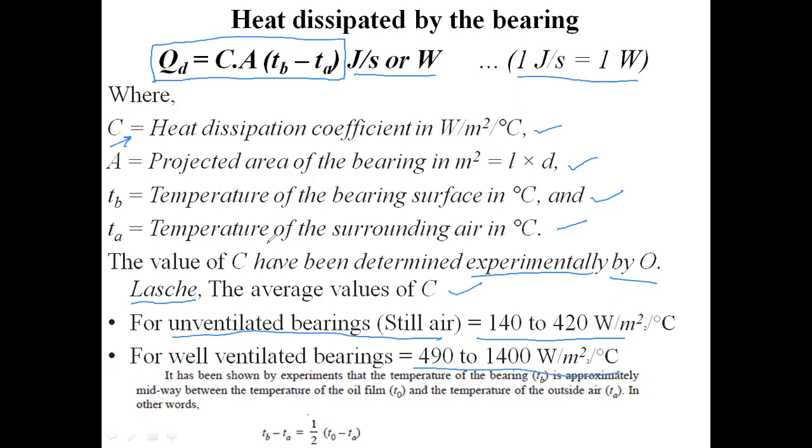So next, suppose the surrounding temperature, that is the outside air temperature, and the oil film temperature are given, from that you will get Tb minus Ta using this relation. Tb minus Ta is equal to 1 by 2 (To minus Ta). This is the relationship given by O. Lasche.